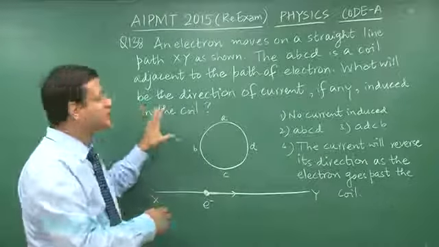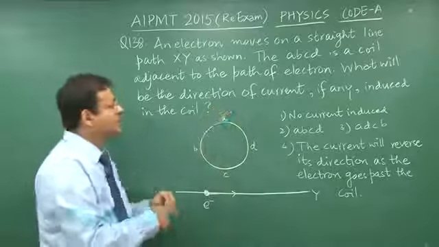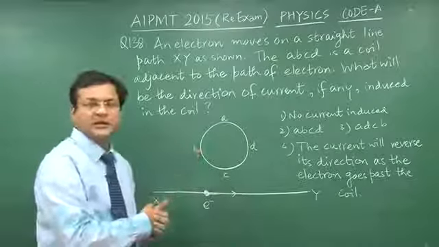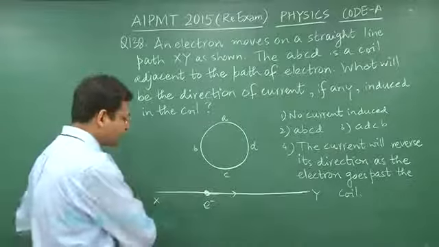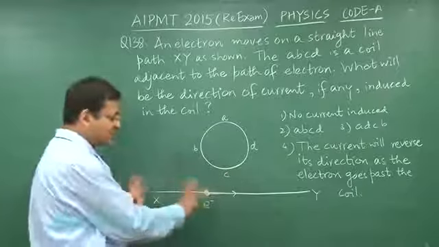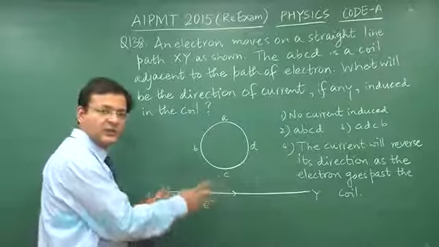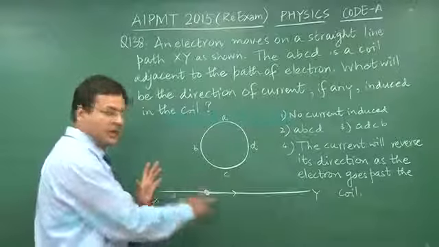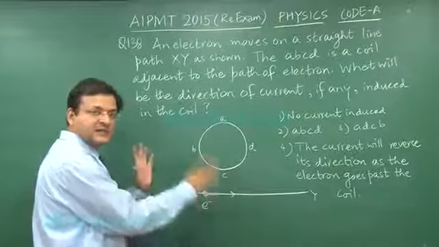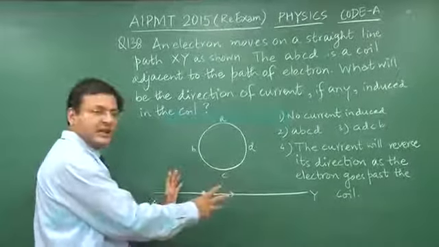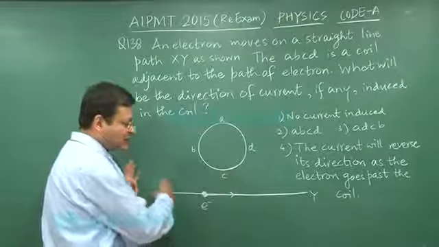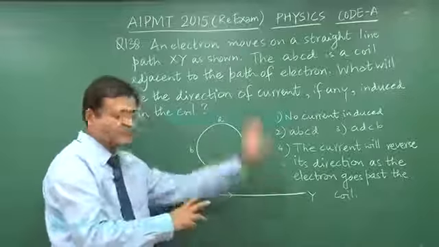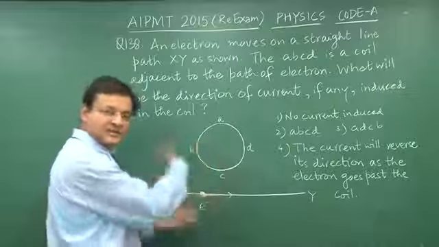So they are asking you what will be the direction of current induced. This is a chapter, electromagnetic induction, you can say. You see, the electron is approaching, this electron is a free one, it is not flowing inside a wire. This electron is free, so it is creating an electric field and that electric field is moving. So once it is approaching, it will have one kind of effect, and once it is moving towards Y and receding from the coil, then it will have the reverse effect.